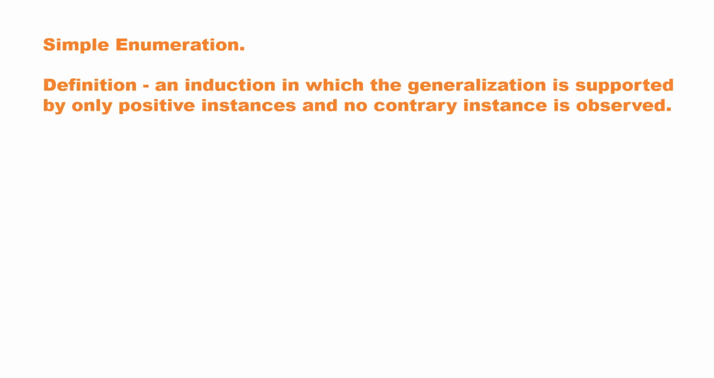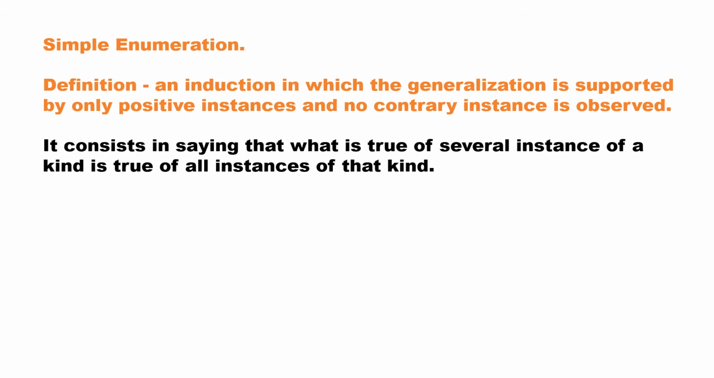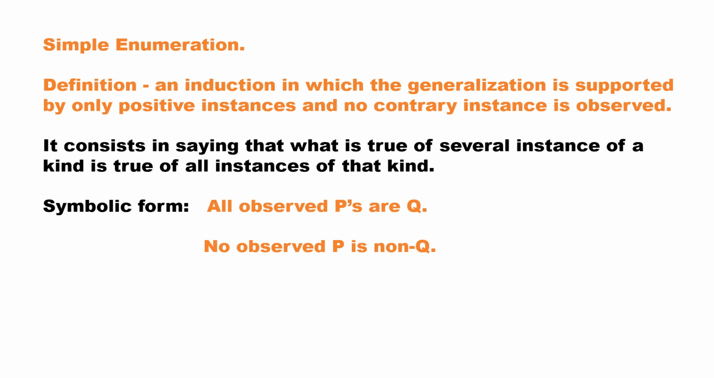Let us understand the definition of simple enumeration. It is an induction in which the generalization is supported by only positive instances and no contrary instances observed. So we are seeing only uniformity in our observation and no contradiction. It consists in saying that what is true of several instances of a kind is true of all the instances of that kind. What does this mean? That if you are observing a few roosters, then you can only conclude about roosters. Symbolic form is: all observed P's are Q, no observed P is non-Q, therefore all P's are Q.